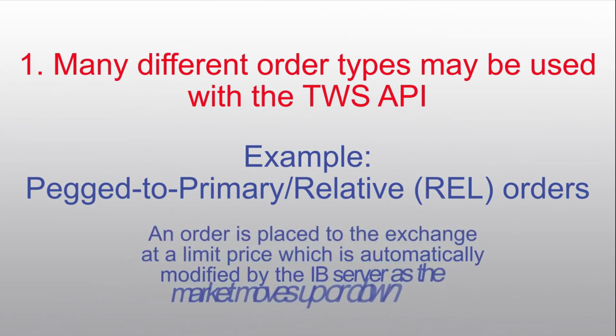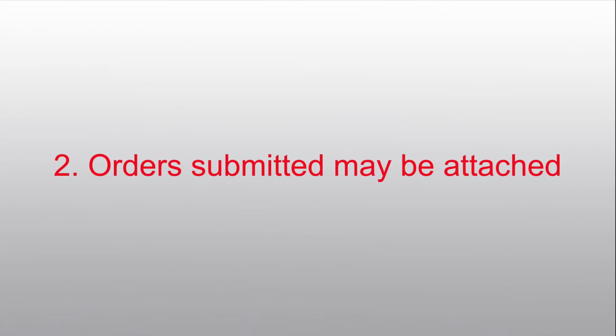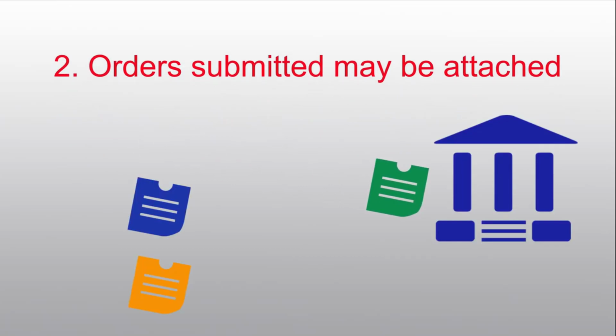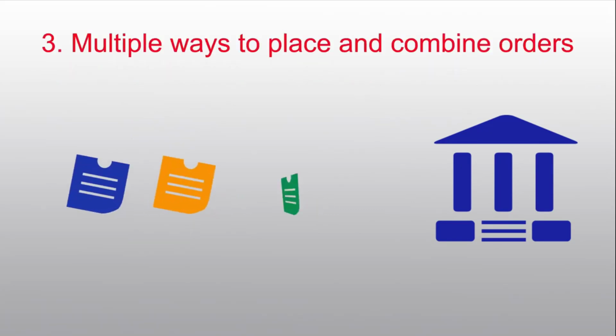In this order type, an order is placed to the exchange at a limit price, which is automatically modified by the IB server as the market moves up or down. Second, that orders can be submitted to the IB server such that they are attached to one another. That is to say that only one order is placed to the exchange and that the other orders are held back until the first order executes. In the case of pair trades, the two orders are for different instruments, whereas for bracket orders, they would be two different orders for the same instrument. Just keep in mind there are many different creative ways to place and combine orders from the Trader Workstation API.